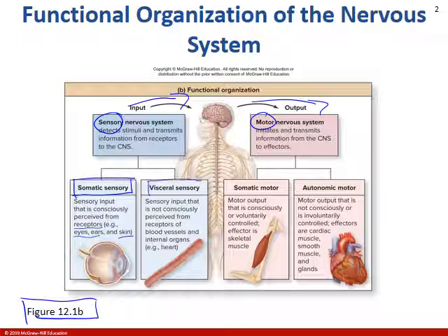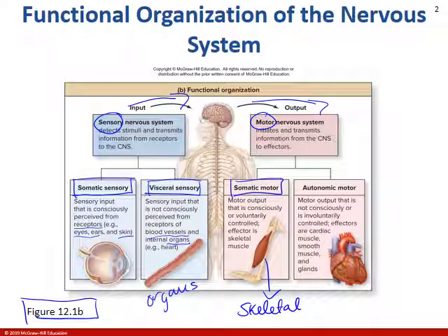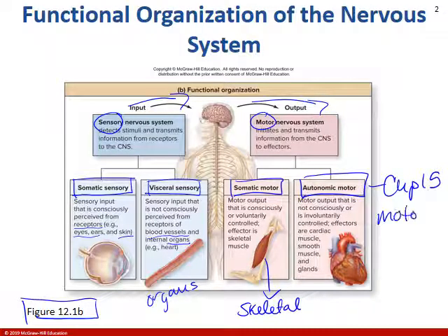We also have visceral sensory. So this is going to be from organs, right? Blood vessels, internal organs. And then we have output. We have somatic motor output. This is basically going to skeletal muscles, and we talked all about this in our skeletal chapters. This is what we're focusing on for Chapter 15. We're looking at the motor output that talks to cardiac muscle, smooth muscle, and glands.